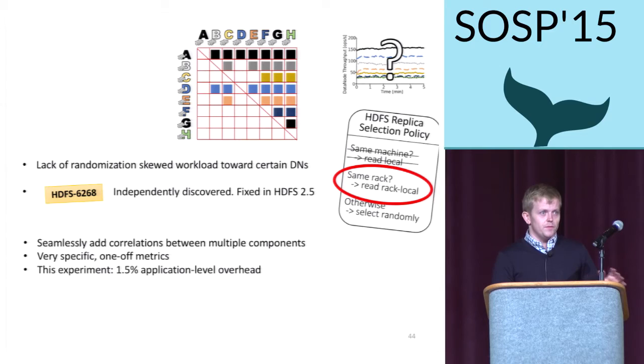With all of the queries from the experiment installed simultaneously, we only imposed an application-level overhead of 1.5% on the workload that we were running. And that includes both the overhead of turning Pivot Tracing on and then evaluating the queries on top of that.